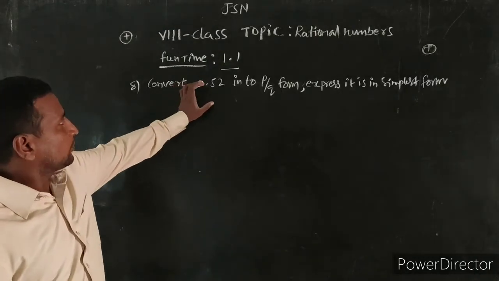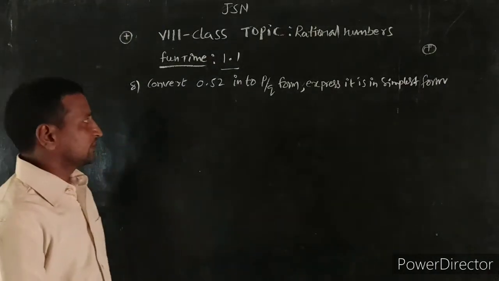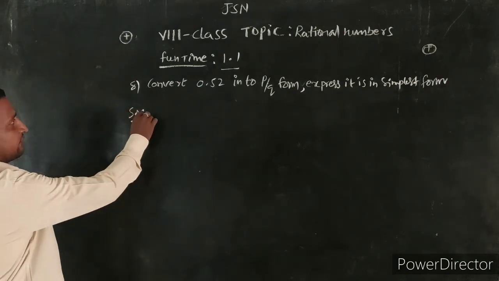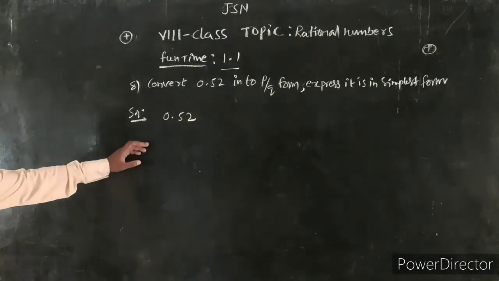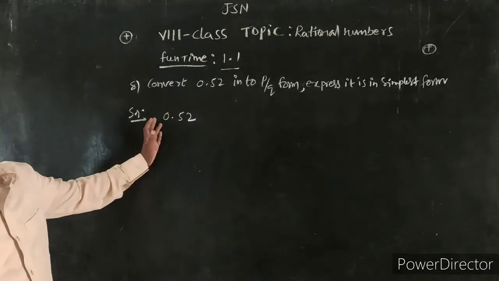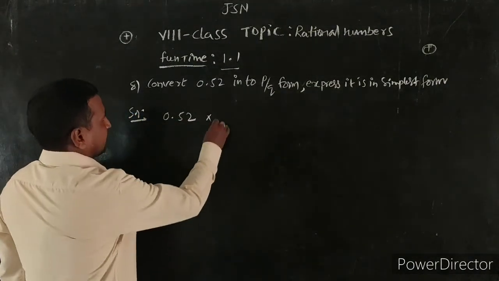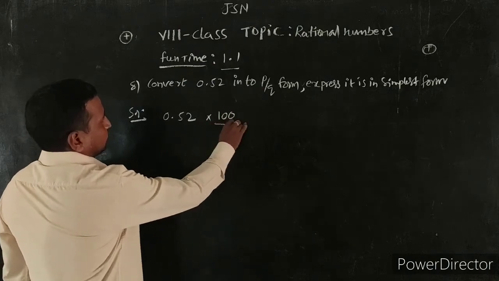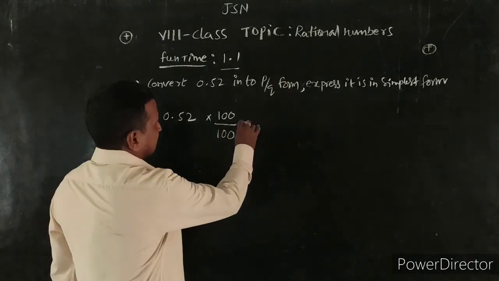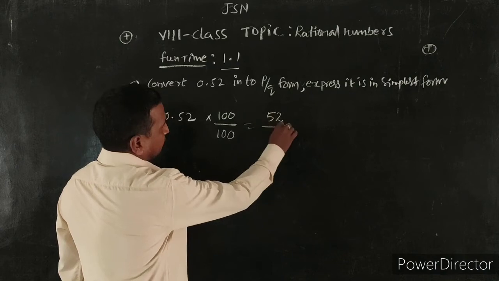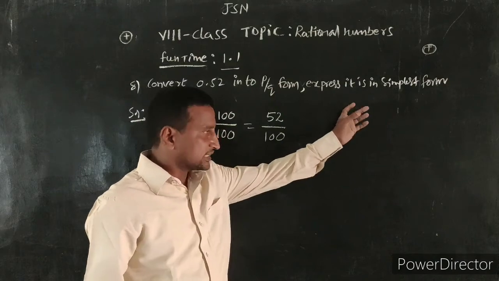Convert 0.52 into P by Q form. Express it in the simplest form. Right? Solution: given number 0.52. After the decimal point, how many digits are there? 2 digits. So multiply 0.52 numerator and denominator with the same number, means convert into 52 by 100. It is in the P by Q form. Express it in the simplest form.